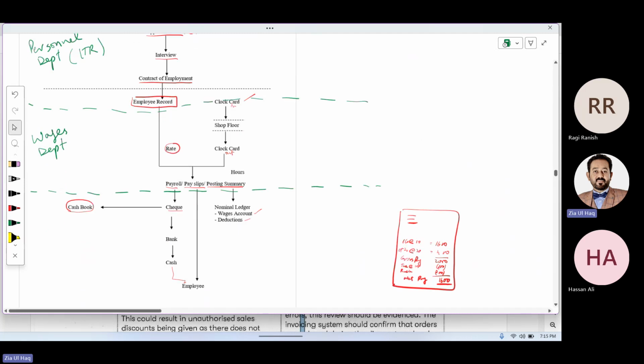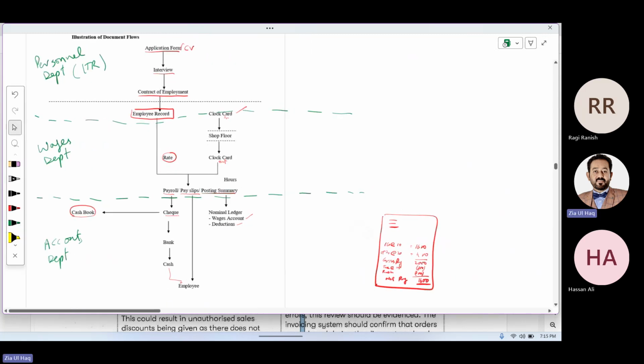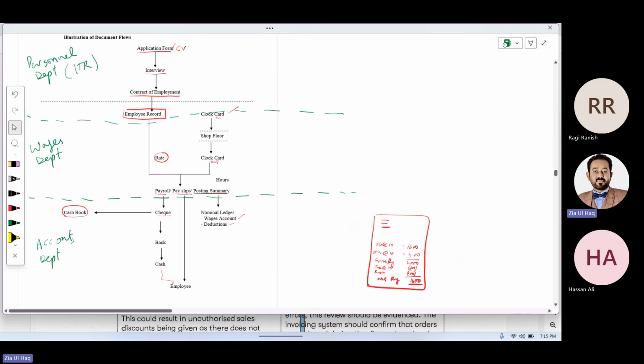And there is another function of payout, meaning making payment to the employees. This should be a function of the accounts or finance department. So what's the first control? There should be segregation of duty. There should be separate staff for employee record maintenance and wage preparation, meaning the personnel department and the wages department. These should be separate departments.